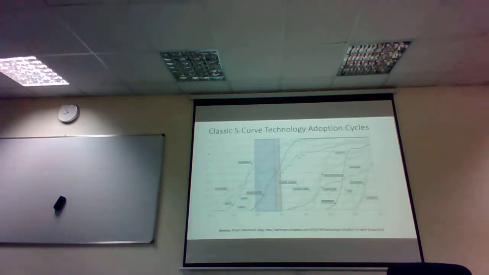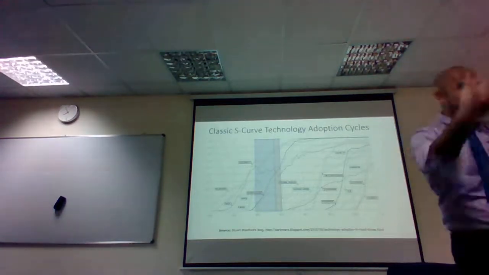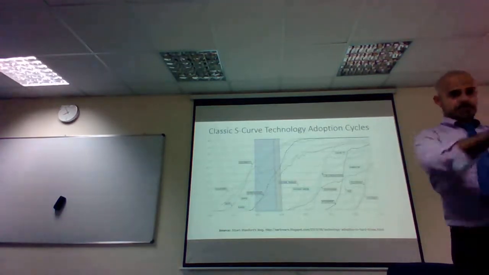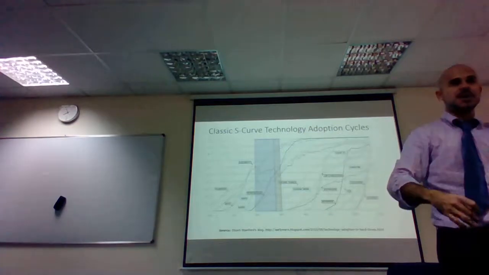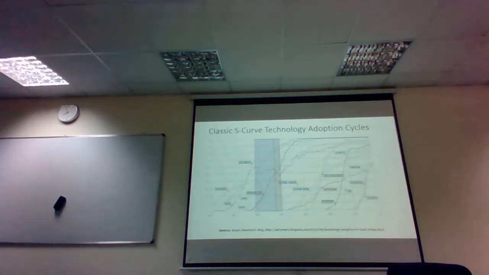If it goes down, it's not an S anymore. That would be a different model. I will show you, we have different models. Again, we're not saying every single technology in the world follows this. We're saying there are different distributions, right? We have normal distribution, uniform distribution, and so on. S is one kind of distribution for innovation.